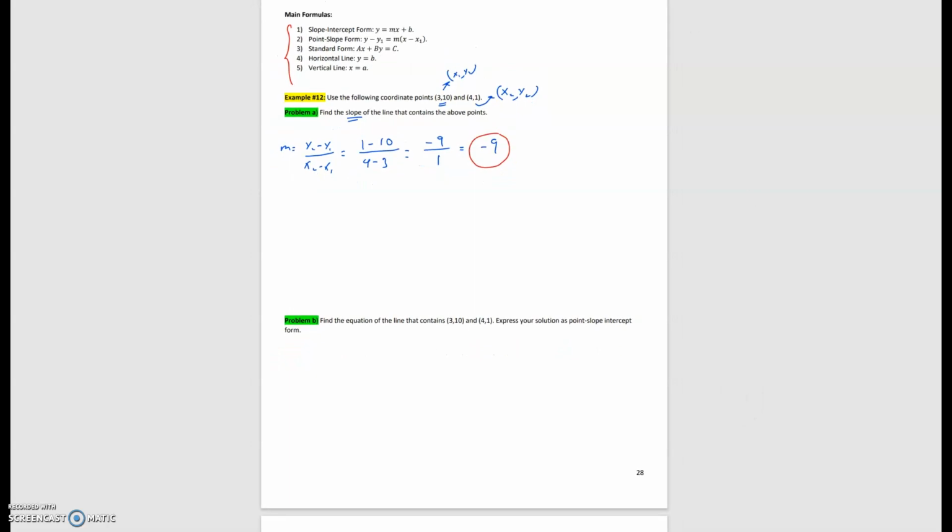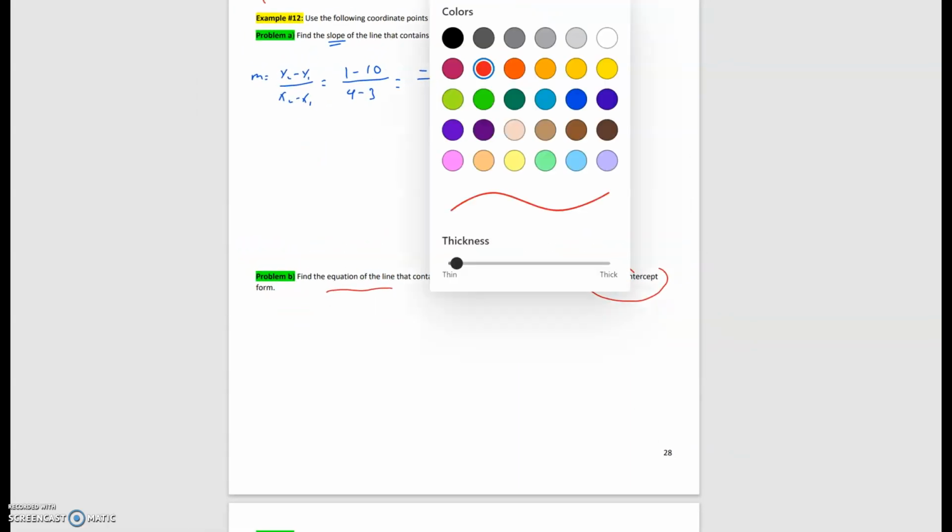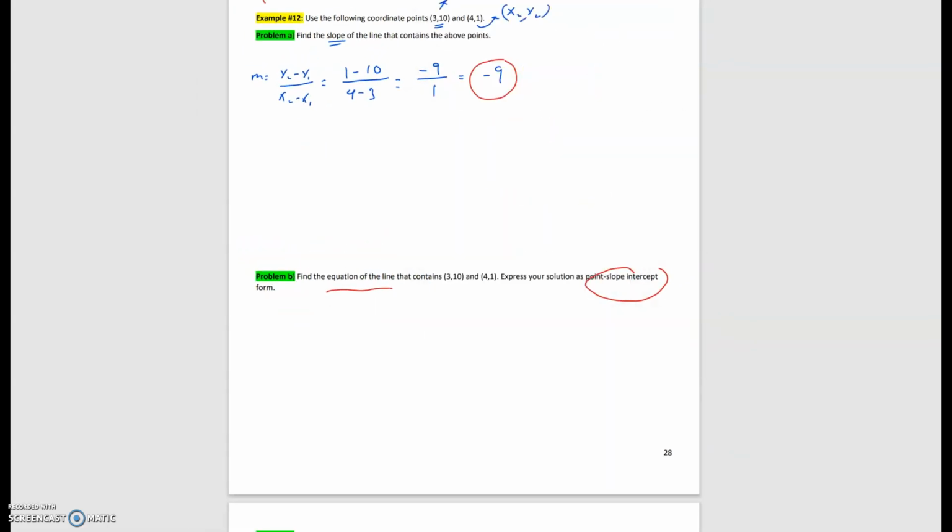On the second portion, which is part B, they want us to write the equation of the line, but they want this in point-slope form. So in this case, they want this format. So let me just rewrite it. And for this particular problem, you're going to have the equation as y minus y1 is equal to m times x minus x1.